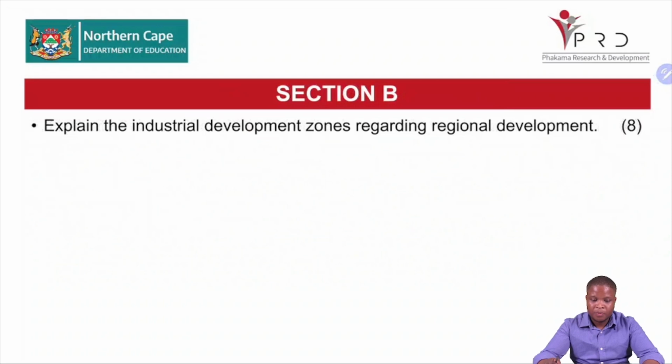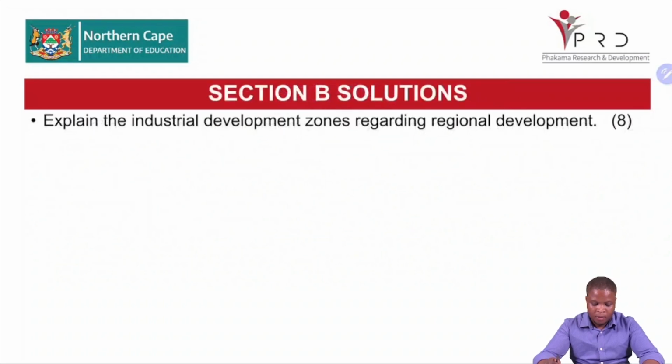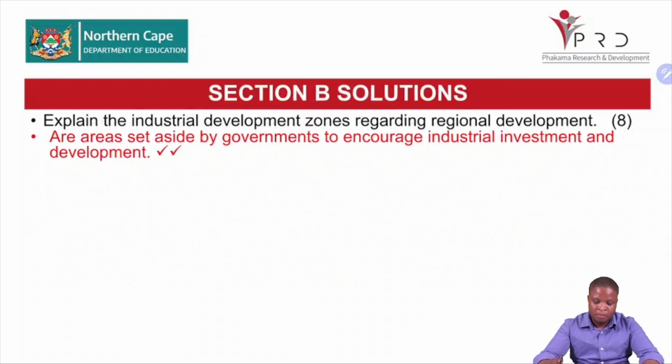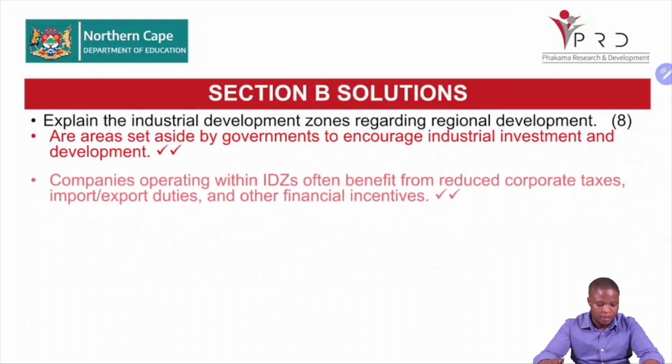Right, grade 12s, we are done writing. Let's look at our possible answers. IDZ, remember they are located by the harbor or the seaport. The seaport or the airport, right? So the international airport or the seaport, or you can say a harbor. An area set aside by government to encourage industrial investment and development. And remember, government sets the area, but they do not produce. They give incentives like duty-free import when you are producing there.